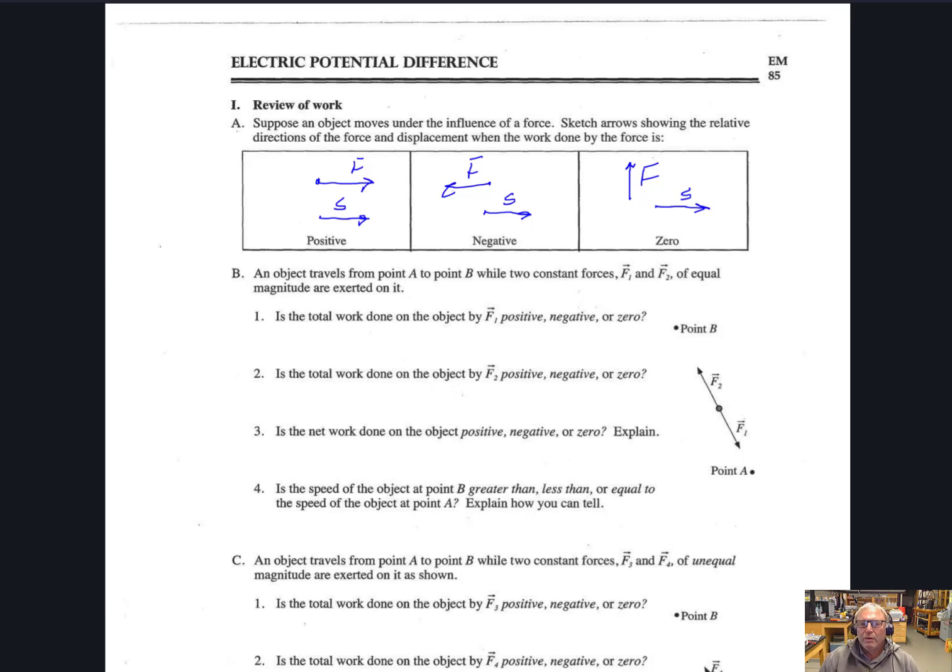Okay. An object travels from point A to point B while two constant forces of equal magnitude act on it. What is the total work? Okay, so it's going from point A to point B. Ooh, that's bad. Let's see if I can do a better job than that. Try again.